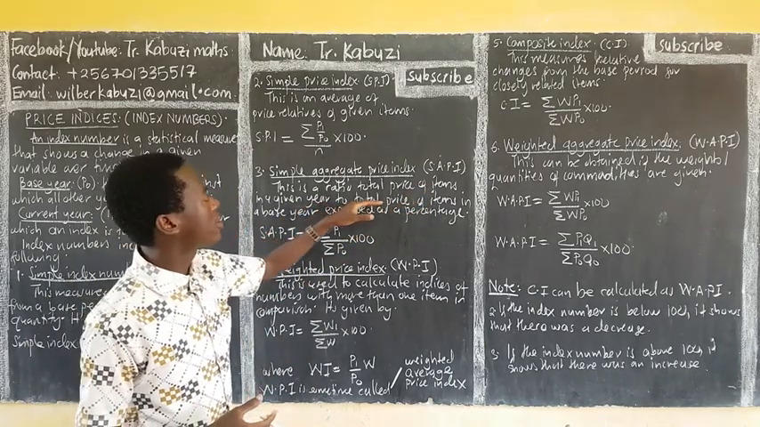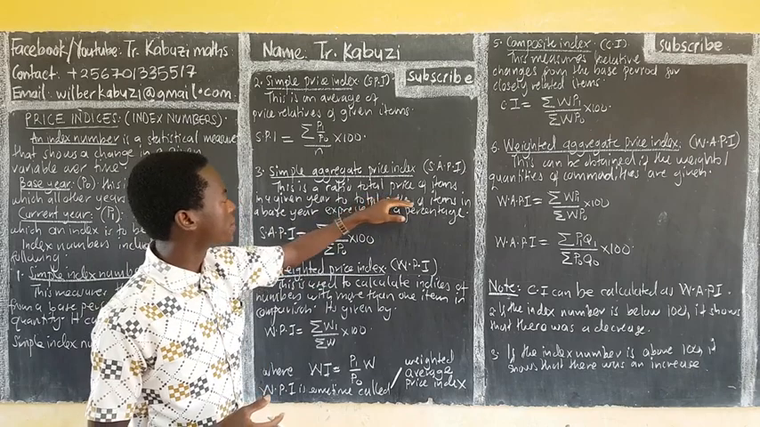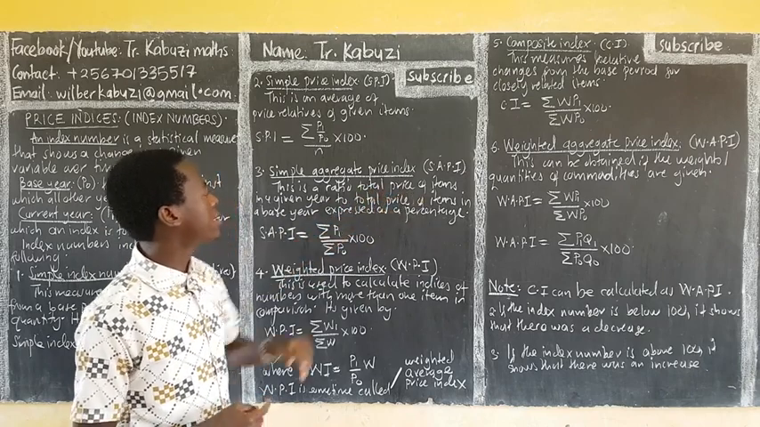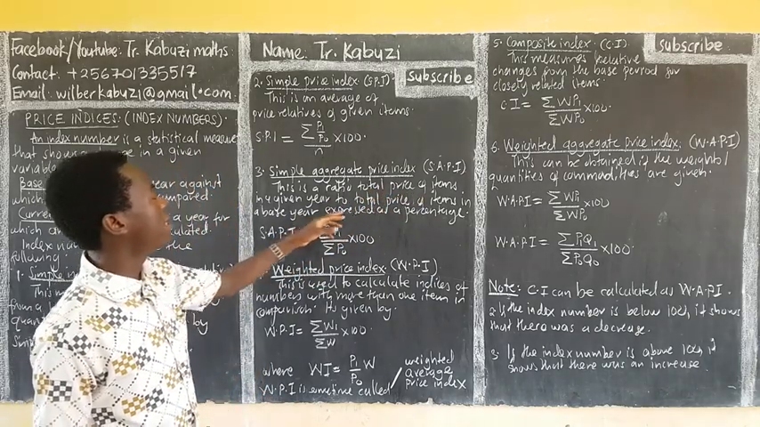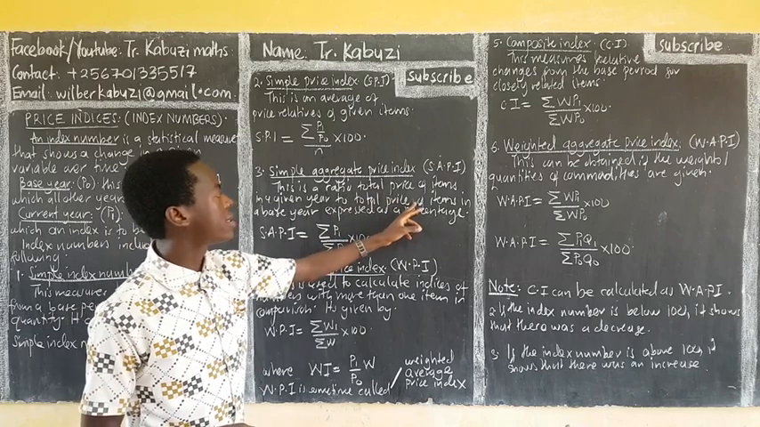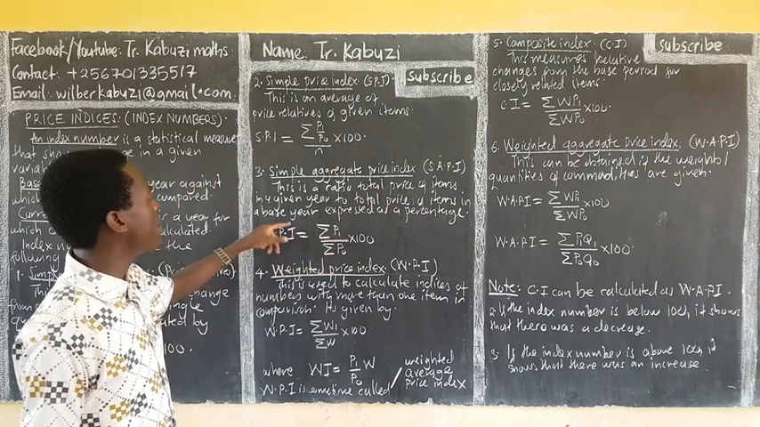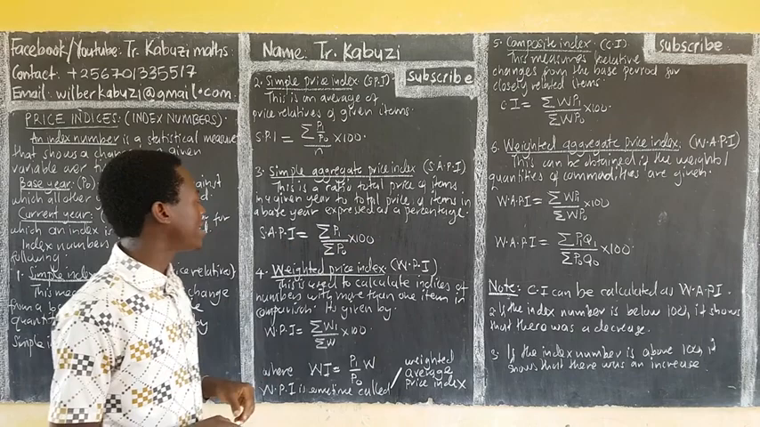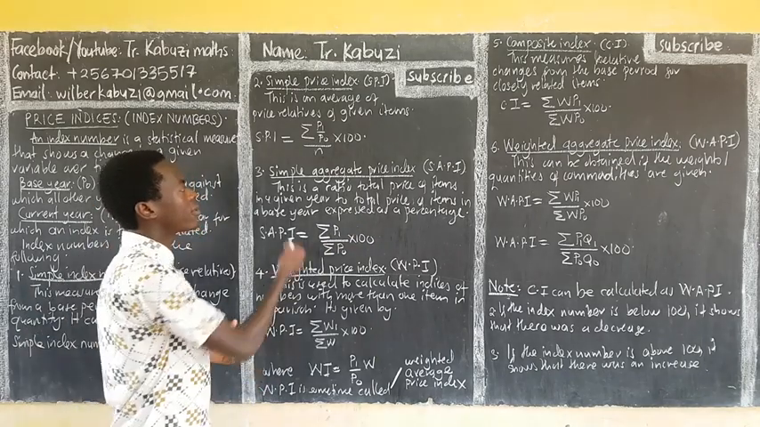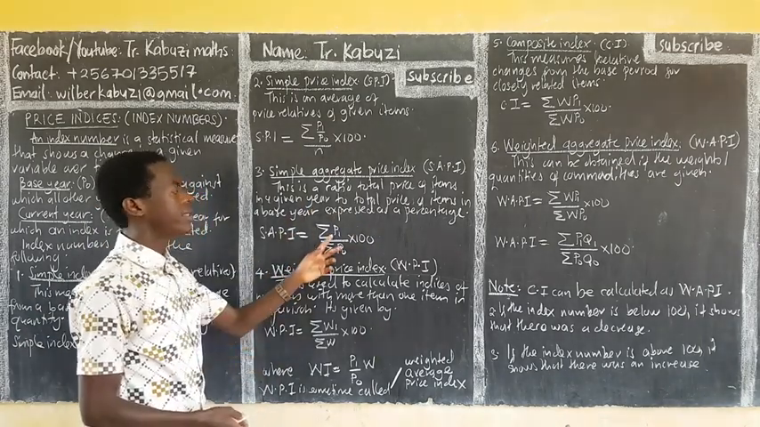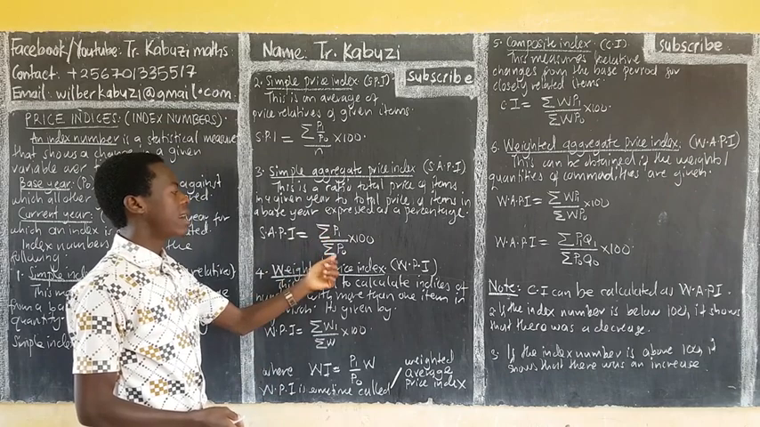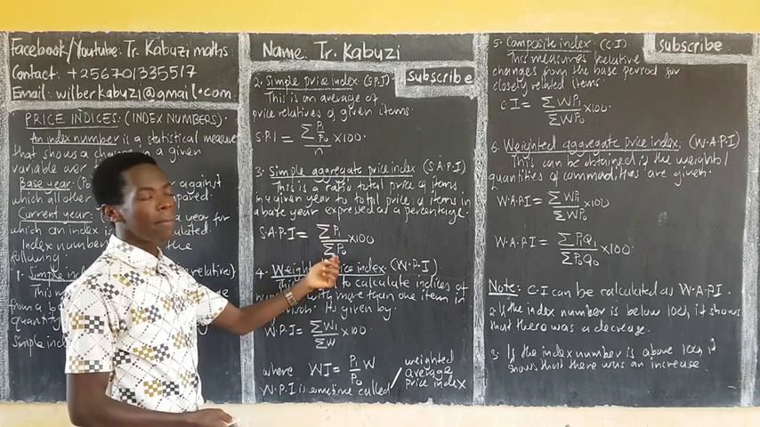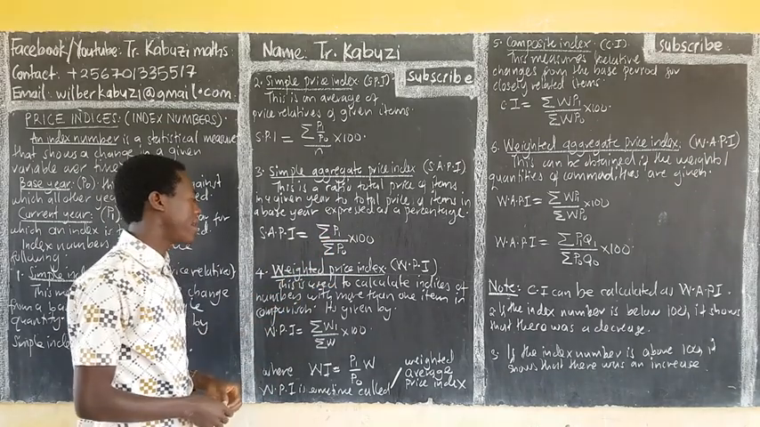Then there is the simple aggregate price index, which we can identify with that acronym. This is the ratio of total prices of items in a given year to the total price of items in the base year, expressed as a percentage. To get a simple aggregate, we sum the prices in the current year over the sum of the prices in the base year, times 100.